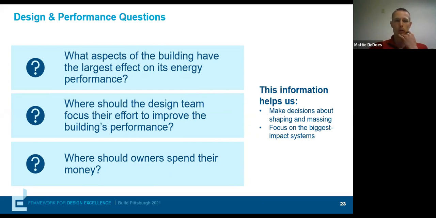Now, the answers to some of these questions are probably somewhat intuitive, like improving our wall is probably going to have a larger effect than improving our roof for a tall building. But what our energy model helps us do is quantify, well, how much more does it matter? Is it twice as effective or 10 times as effective?